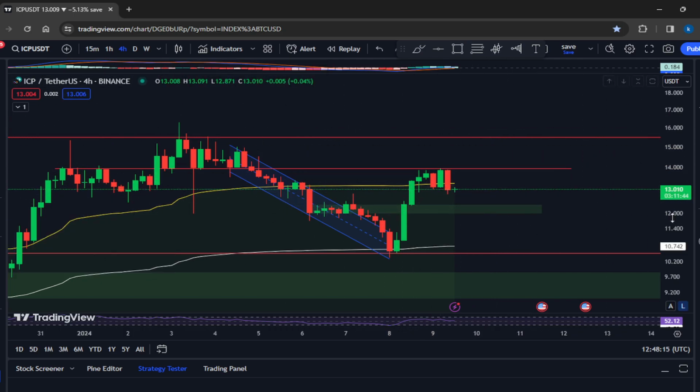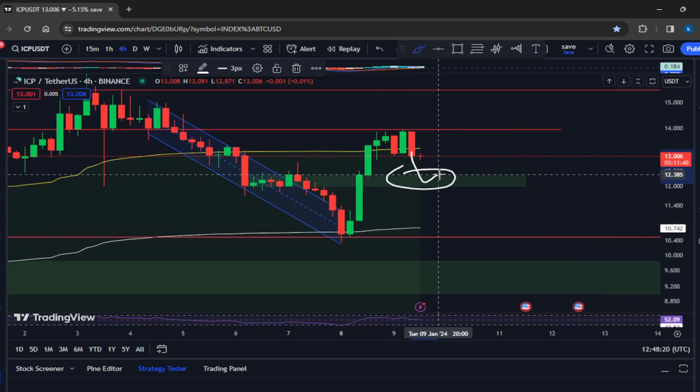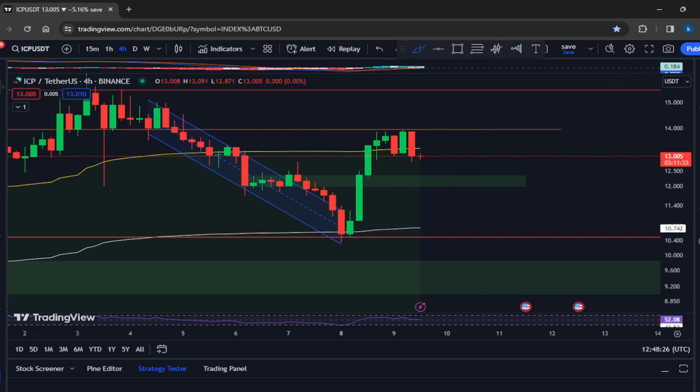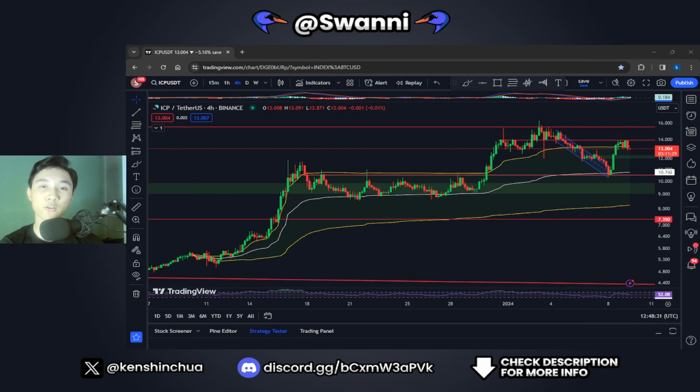And be warned that a break below support, if ICP fails to hold this level of support, we could continue to move towards the next support at $10.5. So those are all the levels to pay close attention to in the coming weeks. So that is my quick update for ICP.